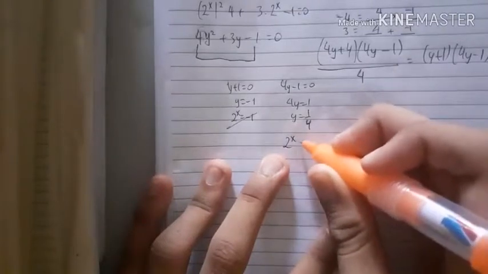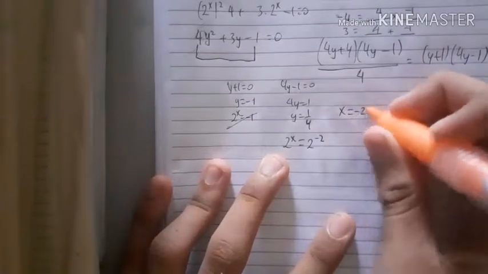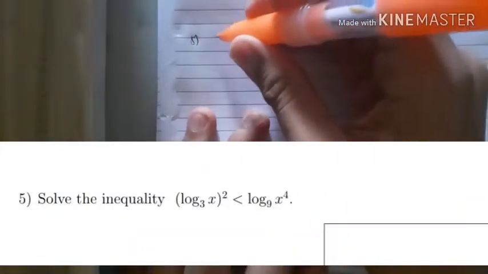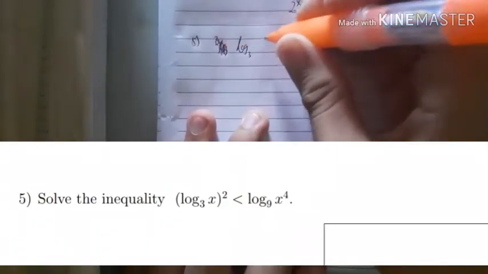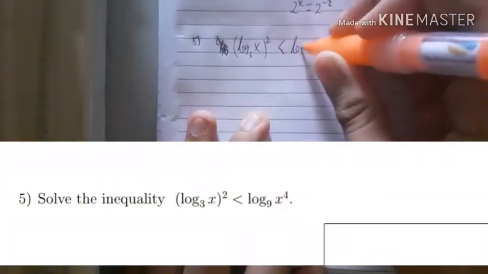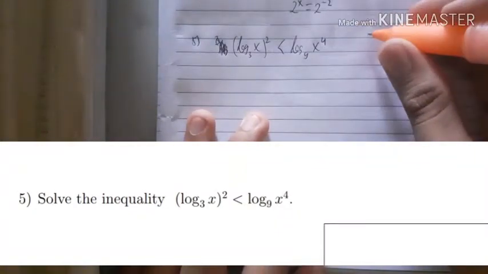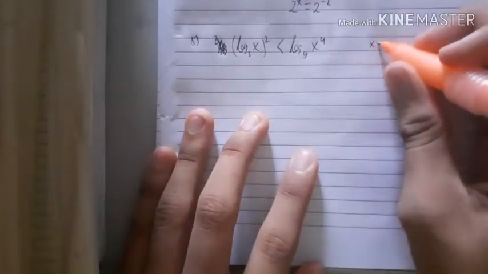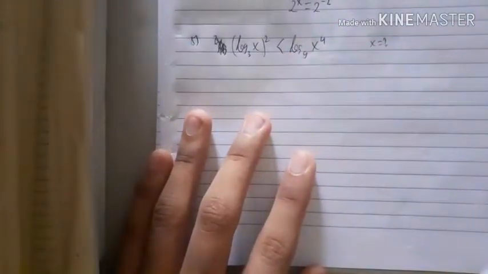So 2x, 2 to the power of x equals 2 to the power of minus 2. So x is minus 2. So that is for number 4. And now for number 5, there's an inequality: logarithm with a base of 3 of x squared is less than logarithm with base 9 of x to the power of 4, and we need to find the solution for x and how x will fit in this calculation.